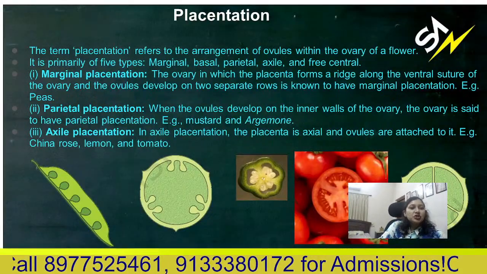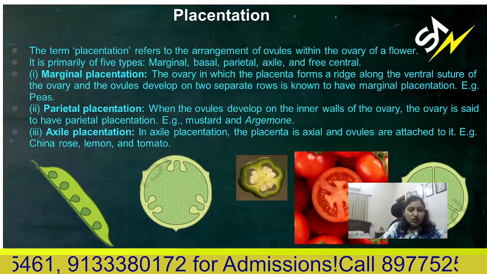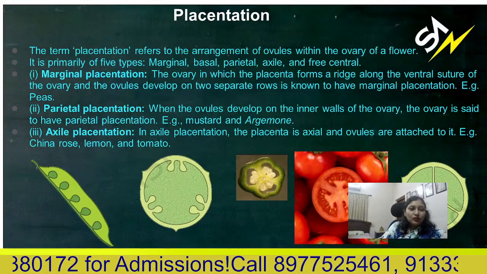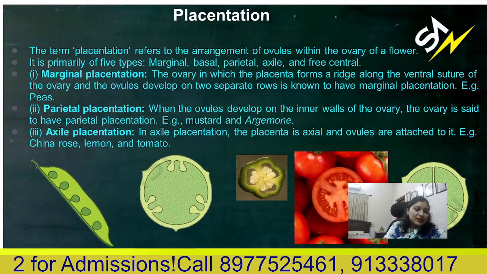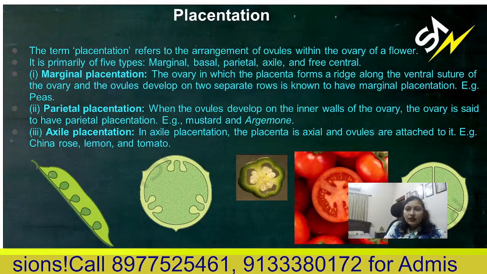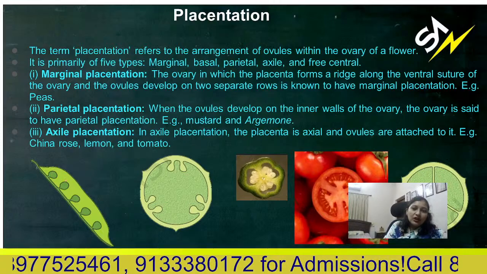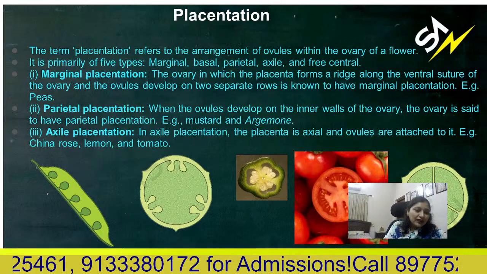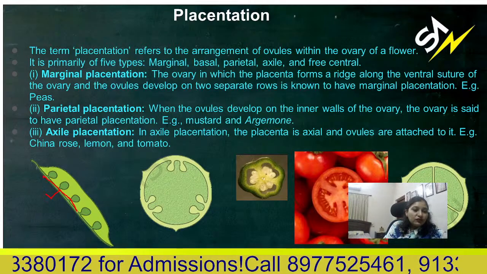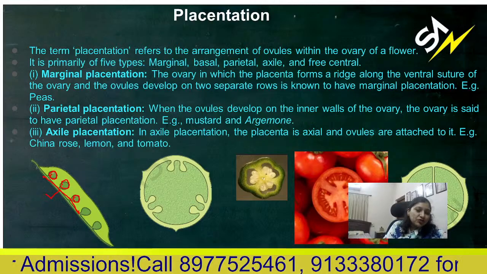Then placentation. The term placentation refers to the arrangement of ovules within the ovary of a flower. So we have different types of placentation, like in a pea, in a single line, they are forming a ridge along the ventral structure. So like this, in case of pea, you can see one ridge is formed, and over that all the ovules. What are ovules?